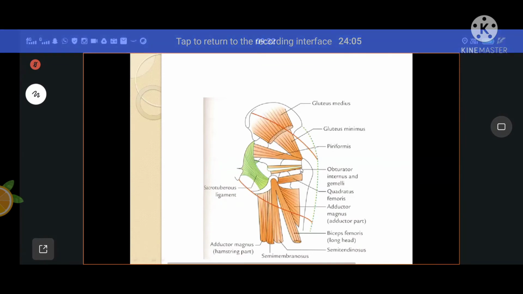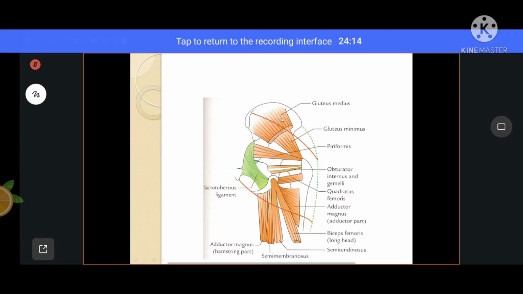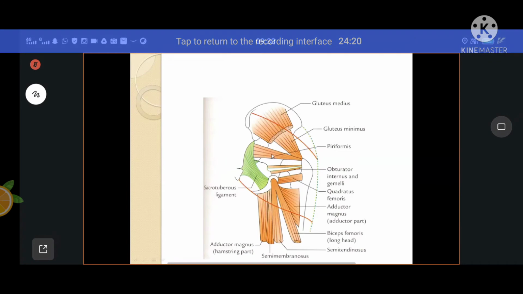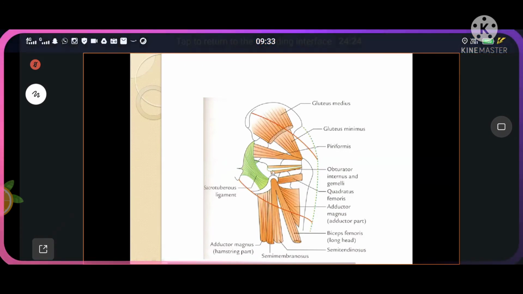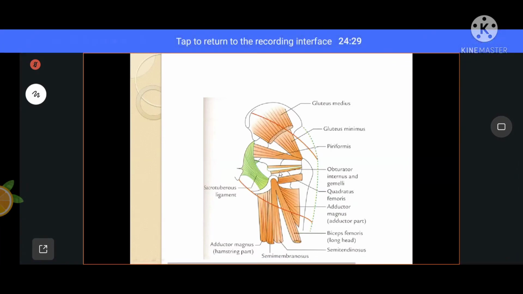So till now, what are the muscles we have seen? We have seen the gluteus maximus muscle. Once we have cut the gluteus maximus muscle, what are the muscles we have seen here? The gluteus medius muscle, the gluteus minimus muscle, and the key muscle in the gluteal region, the piriformis. And now we are discussing the obturator internus muscle, the gemelli superior muscle, and the gemelli inferior muscle.